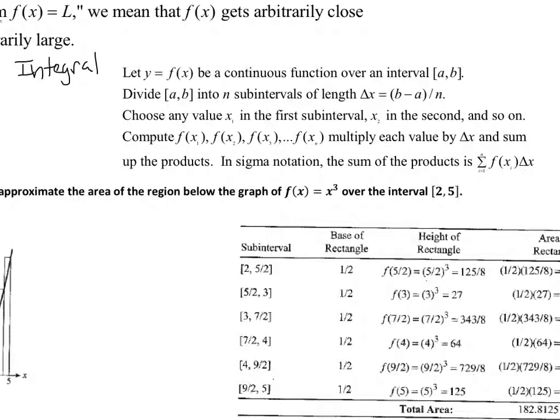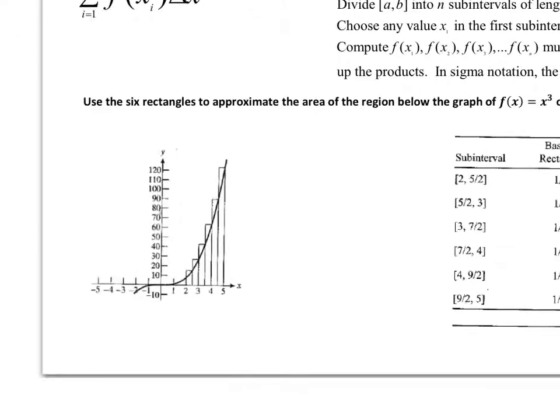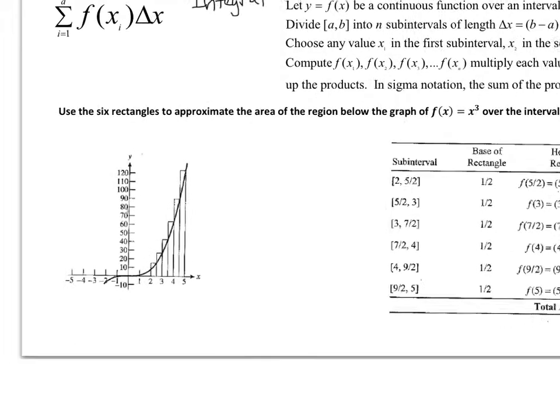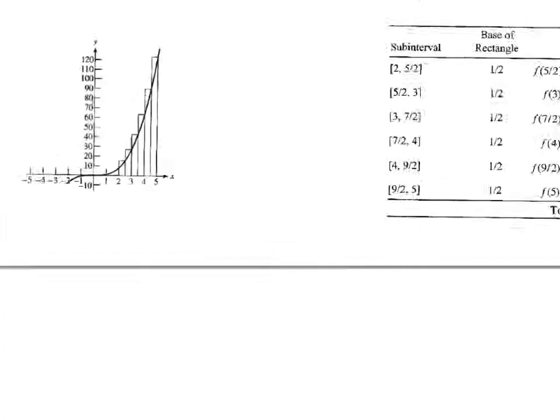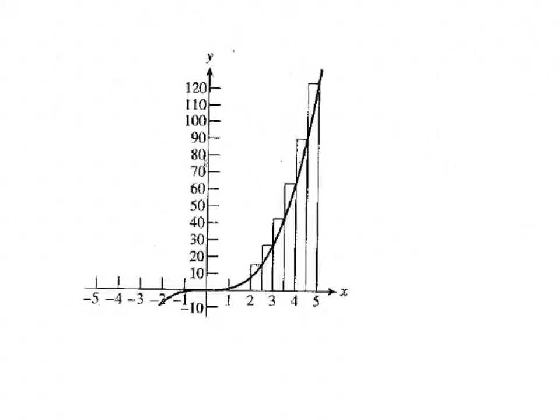let's take a look at a problem that deals with that. This says, use 6 rectangles to approximate the area of the region below the graph of f of x equals x cubed over the interval 2 to 5. Okay, so let's take a look at this graph closer. It said to look at it from 2 to 5, and I wanted 6. Here you have 1, 2, 3, 4, 5, 6 bars. Okay?